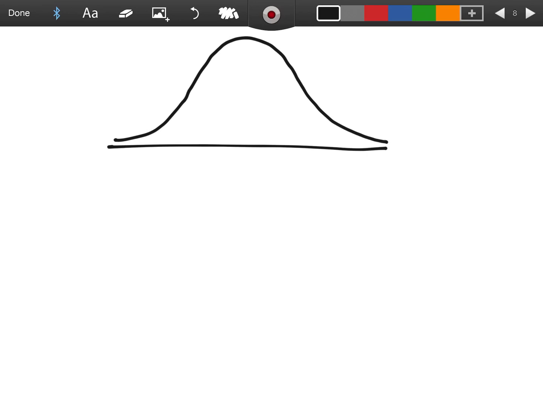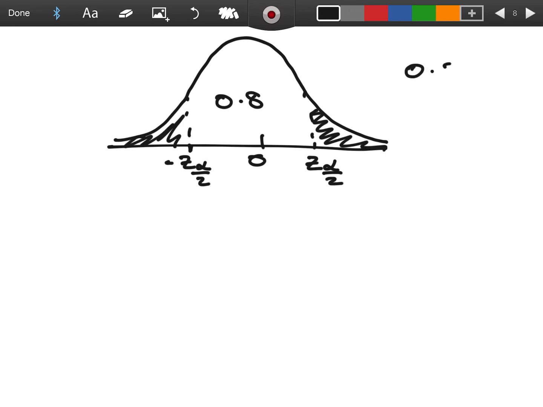Okay, let's say they were doing an 80% confidence interval and they wanted to find z of alpha over 2. For an 80% confidence interval, between two values, z of alpha over 2 and negative z of alpha over 2, you've got a mean of 0 and a standard deviation of 1. I want an 80% confidence interval, so my area here is 0.8. That means that my area outside is 0.2. Therefore, the area of each tail is 0.1, because this thing is symmetric, okay?